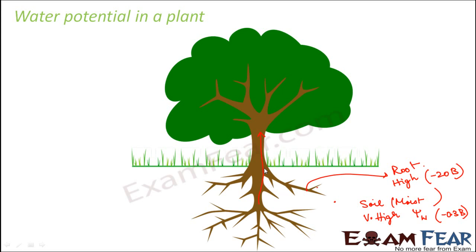Now again moving up, if you go towards the stem and then to the leaves, the water potential in a leaf is quite low, somewhere around minus 20 bars. However, it varies, because when the stomata remain open, the water potential is even lower. But when the stomata are closed, it is not the case. It might change a little bit.